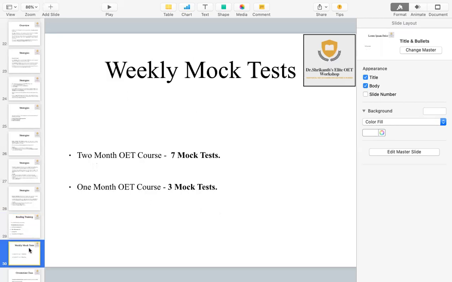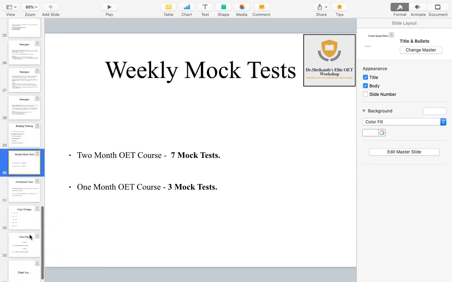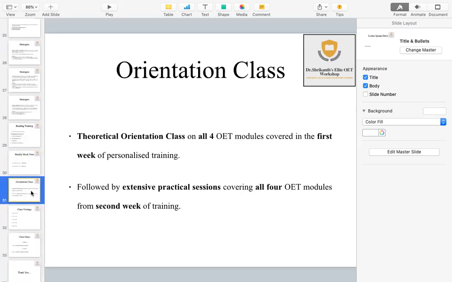All right. Another feature about my academy is that I provide a 1 month OET course as well as a 2 month OET course. If you're enrolling in the 2 month OET course, you'll be given 7 mock tests as well, and in the case of the 1 month OET course, you'll receive about 3 mock tests. I conduct all my mock tests quite professionally. It will be exactly how it will be on test day regarding all the 4 modules, and it is all individual.